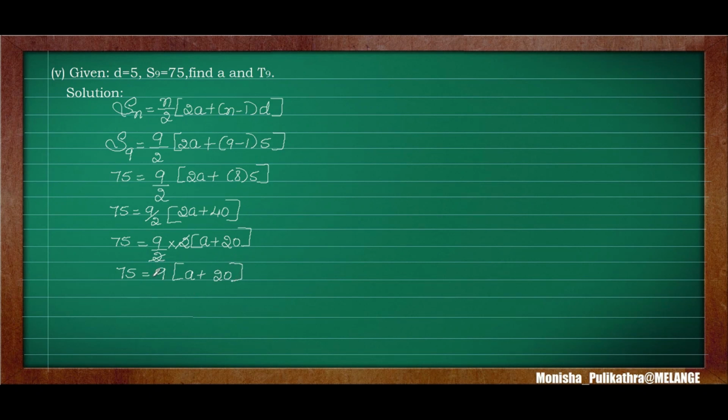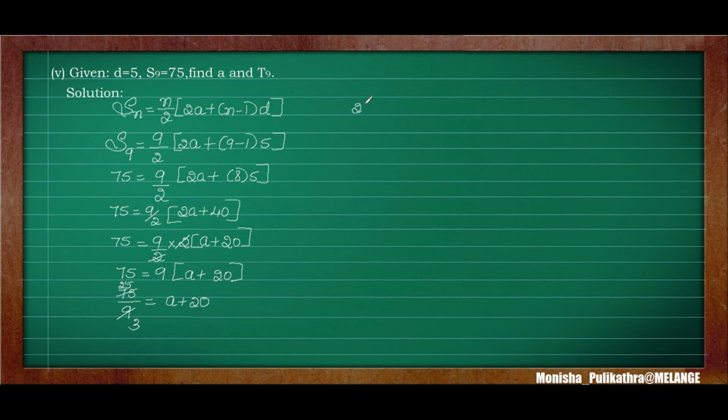So in the next step, you take this 9 to the left hand side. So it will become divided by. So 75 by 9 is equal to a plus 20. So here 3 3s are 9, 3 2s are 6, 1 carry. So 3 5s are 15. Okay.